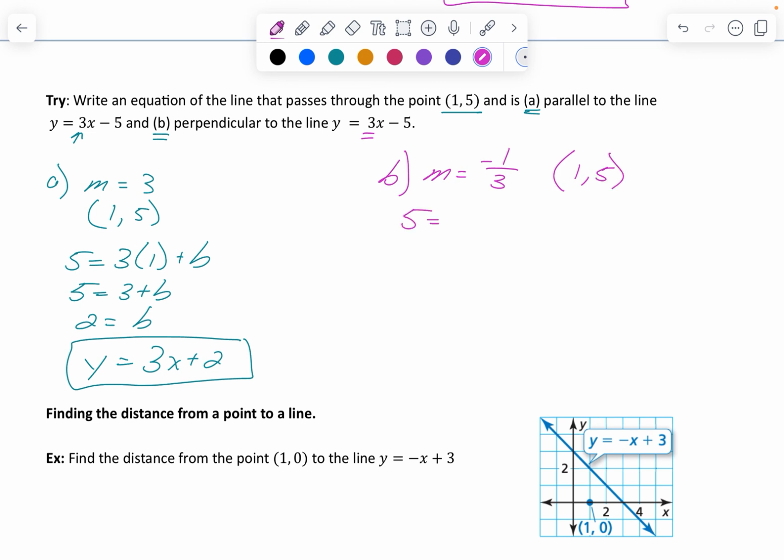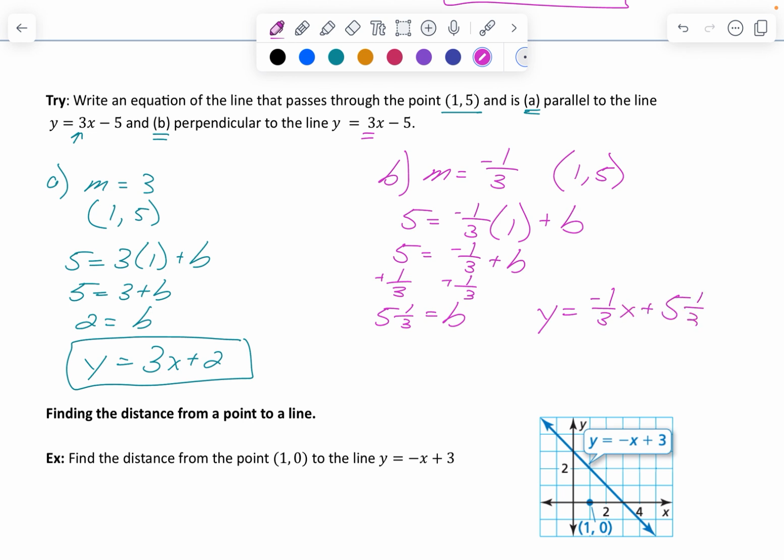So 5 equals negative 1/3 times 1. They couldn't have given us a multiple of 3, plus b. So let's see, 5 equals negative 1/3 plus b. We're going to add 1/3 to both sides. This isn't so bad. We'll just call it 5 1/3 is equal to b. So my equation is going to be y equals negative 1/3 x plus 5 1/3.